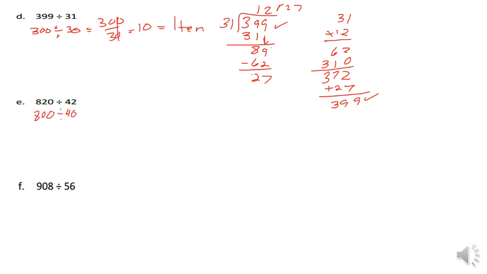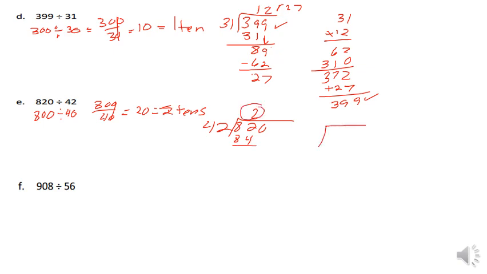The second problem, we're going to round to 40. Divided by, and I'm going to make this easy and go to 800. So we have 800 divided by 40. Take out our tens. We have 80 divided by 4, which is 20, which is 2 tens. So now we have 820 divided by 42. Now if I put 2 tens up here, I can see right off the bat, 2 tens is going to give me 84. So this is too large.